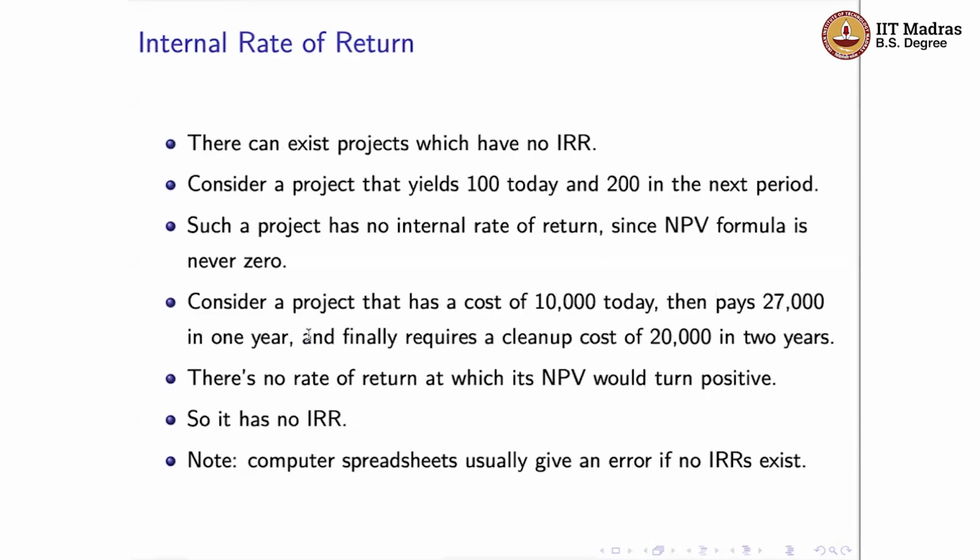Okay. So to take a less trivial example, consider a project that has a cost of 10,000 today, then pays out 27,000 in 1 year, and finally requires a cleanup cost of 20,000 in 2 years. In this case, also you can show that there's no rate of return at which the NPV of the project would actually turn positive. Okay. So again, it has no IRR as well, right? So good news is that usually if you do not have any IRRs and you input in these numbers, the computer spreadsheet often would actually give you an error if no IRRs exist.